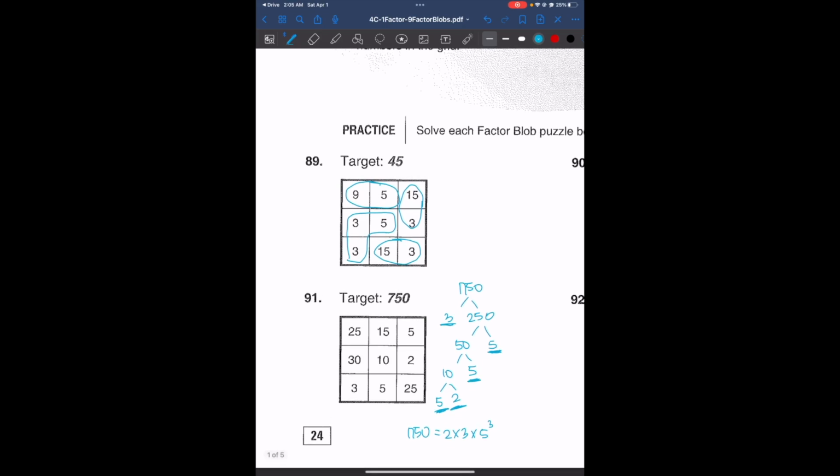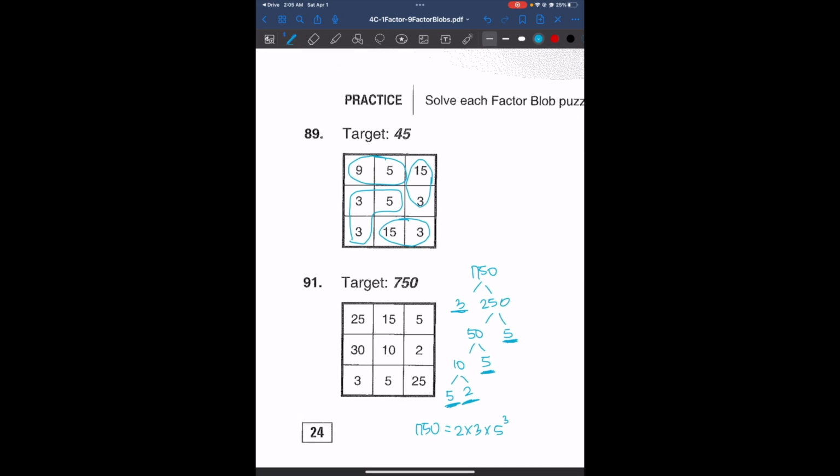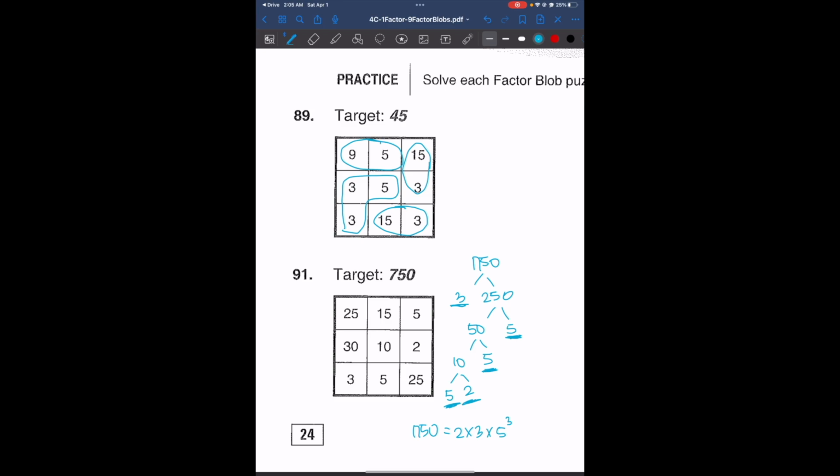For problem 91, we want to group 1 two, 1 three, and 3 fives into each number blob. We can group these two numbers together because 25 is 5 times 5, and 30 is 2 times 3 times 5. In total, that gives us 2 times 3 times 5 to the power of 3. So those two multiplied will give us 750.